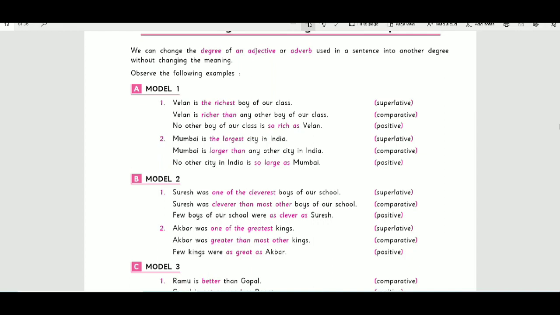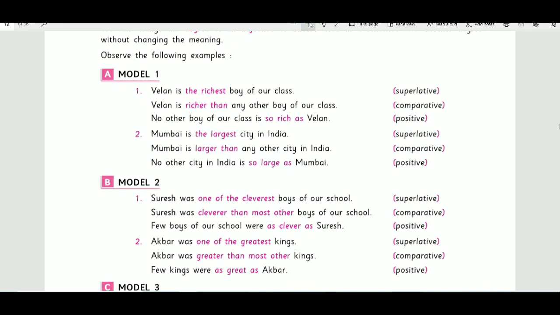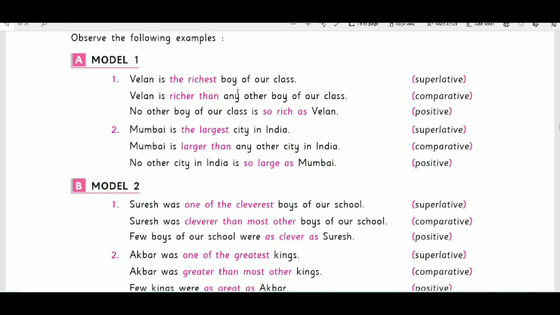Okay, first one is that Velen is the richest boy of the class. That is superlative. So I can express it in a different way. Velen is richer than any other boy of the class. Okay, I am changing it to a comparative. So comparative I can use. Okay, any other boy. That means he is the richest. Okay, again I am making it positive. No other boy of the class is so rich as Velen. So the meaning is not being changed.